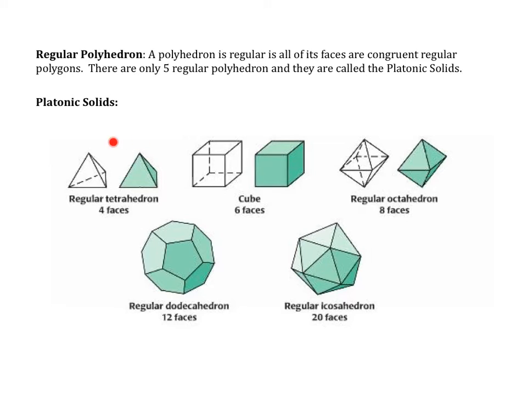So the first one is a regular tetrahedron. It has 4 faces, and each face is an equilateral triangle. We have a cube. A cube has 6 faces, and each one is a square. We have a regular octahedron, so this has 8 faces, each is an equilateral triangle. We have a regular dodecahedron, so this has 12 faces, each is a regular pentagon. And then last we have a regular icosahedron that has 20 faces, each of which is an equilateral triangle.